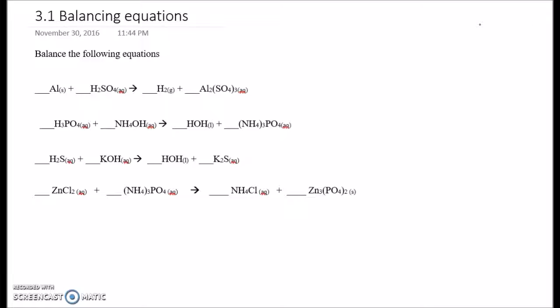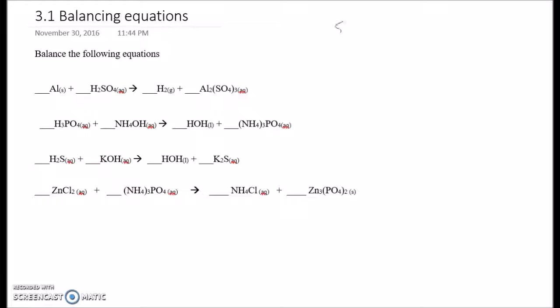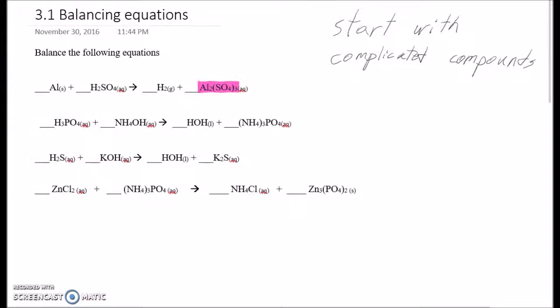So what I always do is I start with complicated compounds. Okay? So first I'm just going to highlight the most complicated one in each. What I think is the most complicated. I might be wrong, but I'm just going to find what I think is the most complicated.